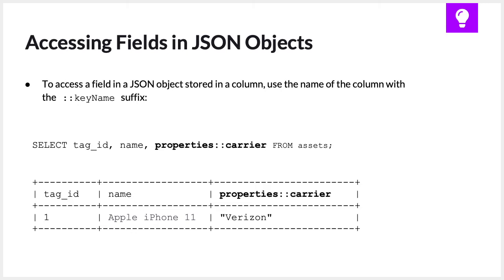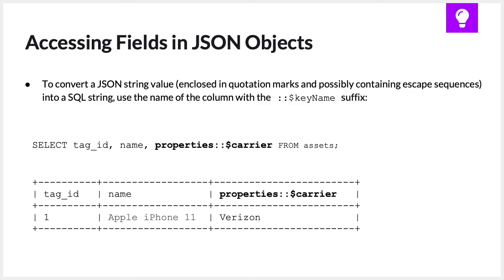Notice that the extracted string of Verizon is still encapsulated in quotes, and that's because this string is still formatted as a JSON string. Converting a JSON string into a SQL string is as simple as adding a $ sign to the double colon operator. As you can see, the same select statement with the double colon $ sign operator converts the string to a SQL string, which drops the quotation marks.